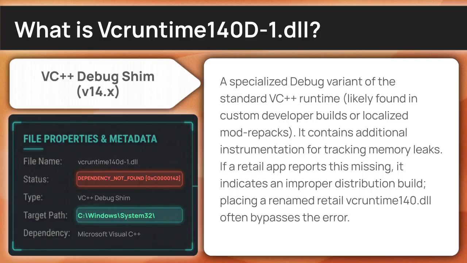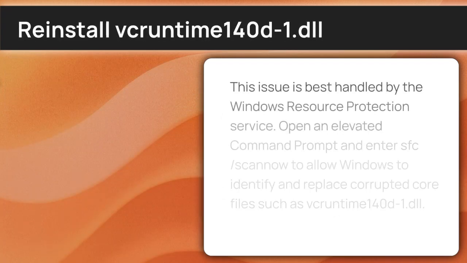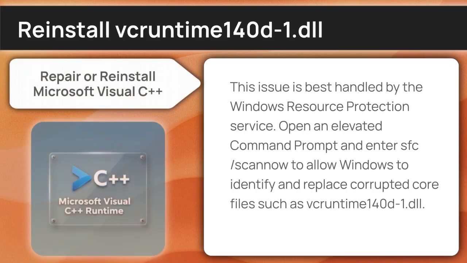Since we've identified what's missing, let's try the official recovery method. This issue is best handled by the Windows Resource Protection Service. Open an elevated command prompt and enter sfc /scannow to allow Windows to identify and replace corrupted core files, such as the Visual C++ Runtime 140 Debug Submodule 1 DLL.